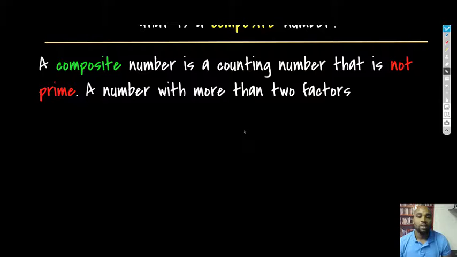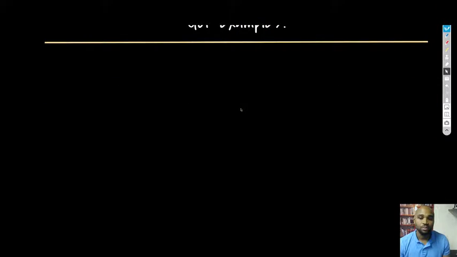What is a composite number? A composite number is a counting number that is not prime, as we just talked about. In other words, a number with more than two factors, like we saw with 72.